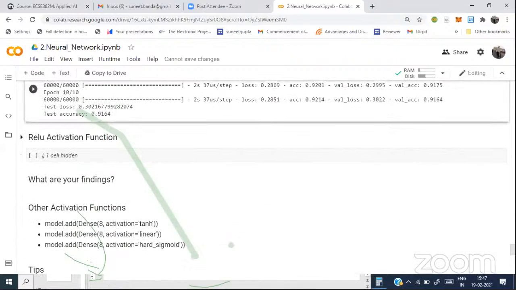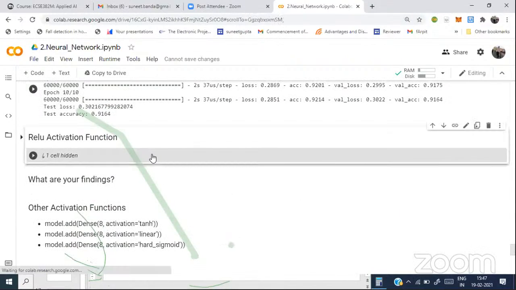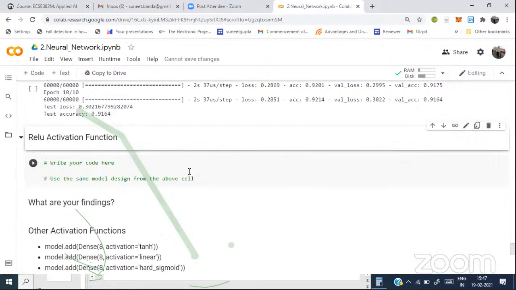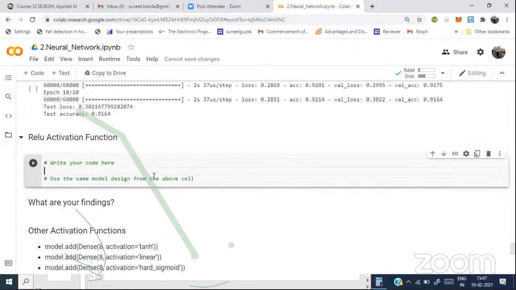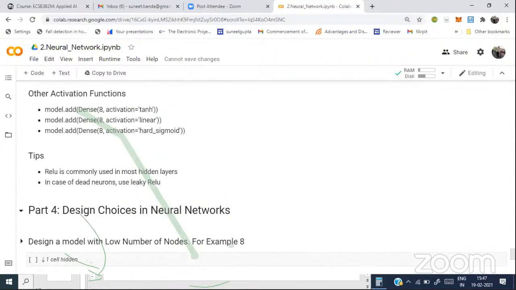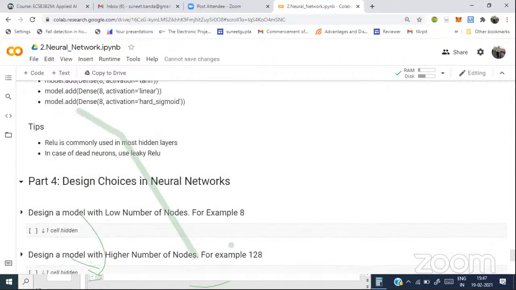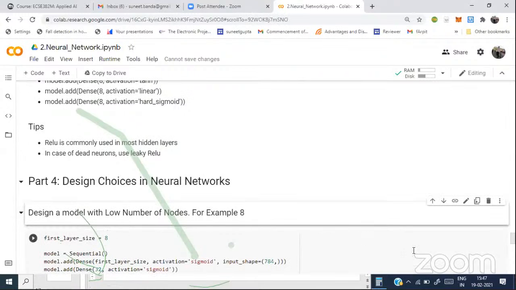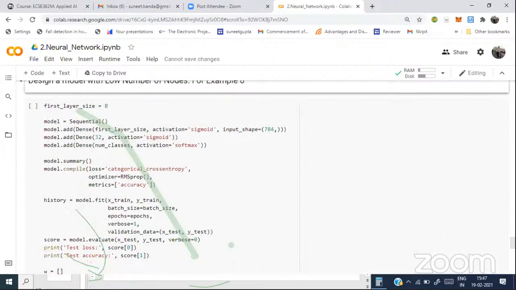Then next one is there. Now in this cell, you have to write the code using ReLU activation function. So all of you please write the code here using ReLU activation function. And next, a model with a low number of nodes. Okay, so we have designed a model.